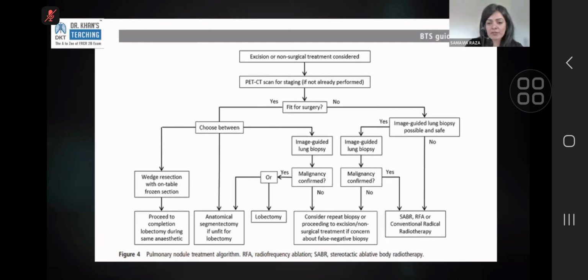I will skip this because this is a bit complex, I think, because depending on where you are along your radiology training, I don't want you to get confused about wedge resections and what to do with them. This is more catered towards thoracic radiologists.